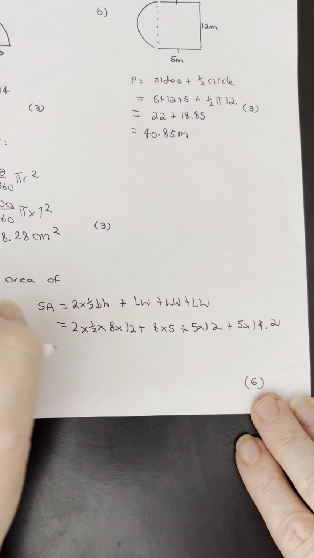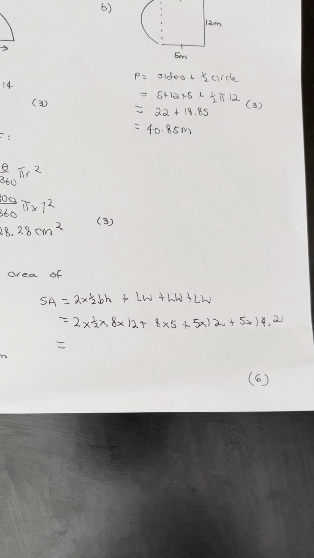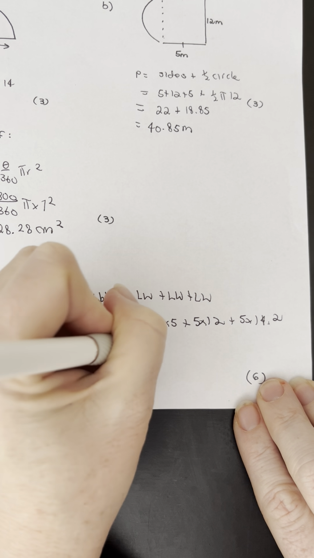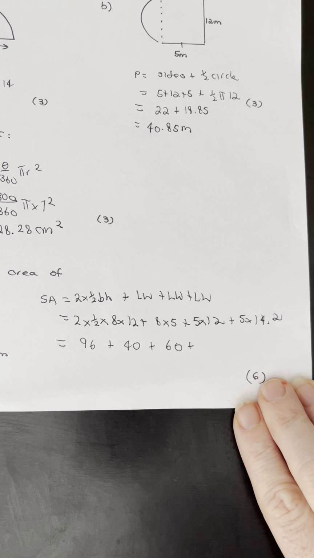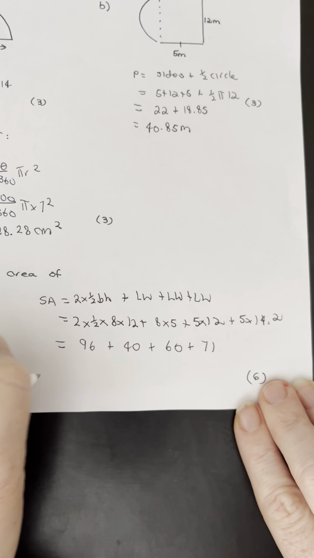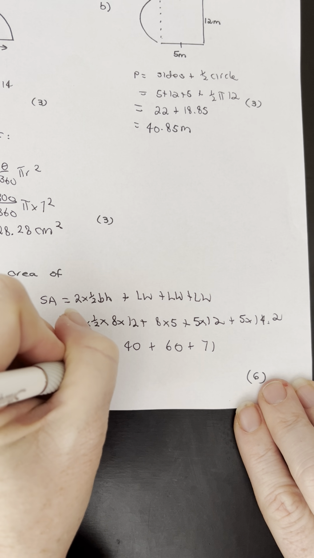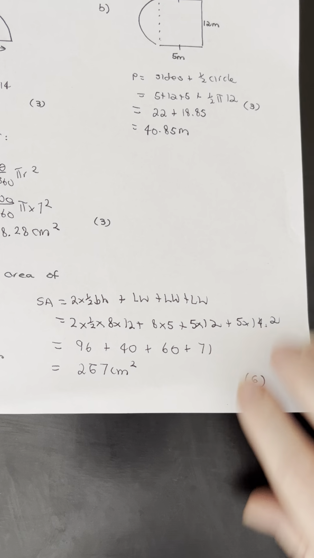And so when I work that out, 2 times a half is just 1. Then my 8 times 12 is going to give me 96. Plus 8 times 5 is 40. Plus 5 times 12 is 60. And then 5 times 14.2 gives me 71. And I'll add those numbers up: 96 plus 40 plus 60 plus 71. And I will get 267, and that will be centimetres squared for that one.